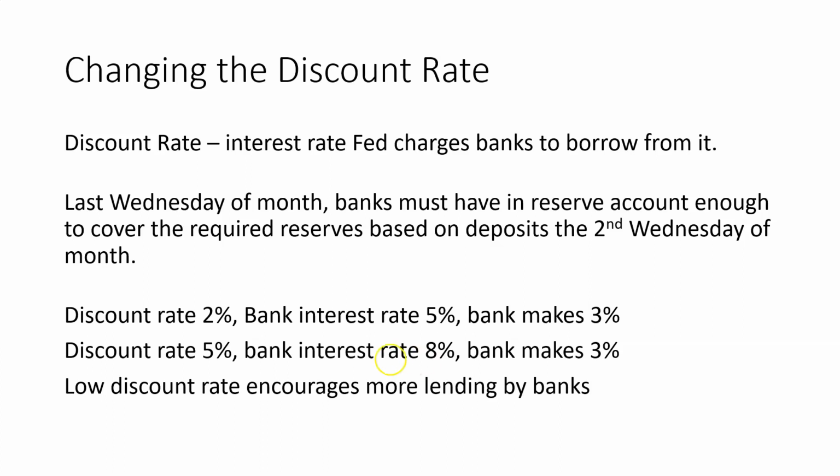Remember, the higher the interest rate you have to pay, the less likely consumers are going to come in to borrow the money. So the banks can make fewer loans when the discount rate goes up. They can make more loans when the discount rate is low. So the Fed, by adjusting the discount rate, can encourage or discourage banks from making loans.